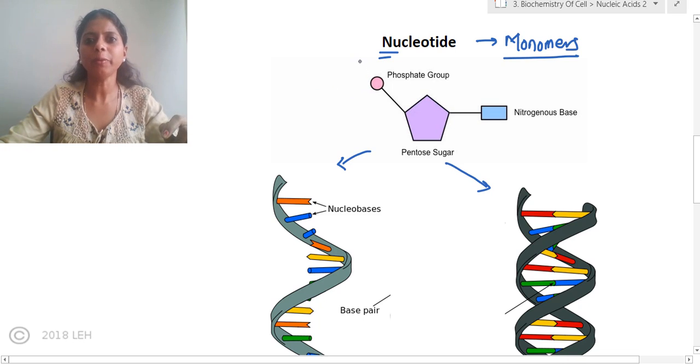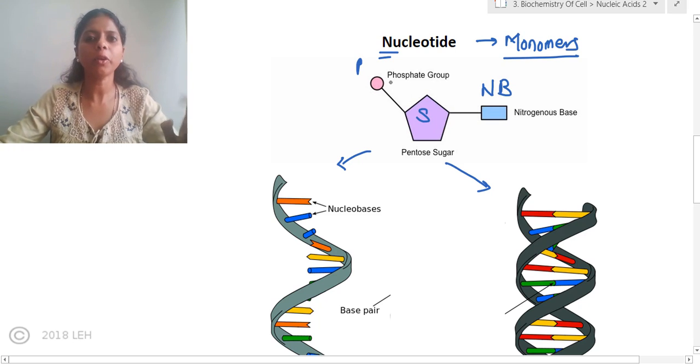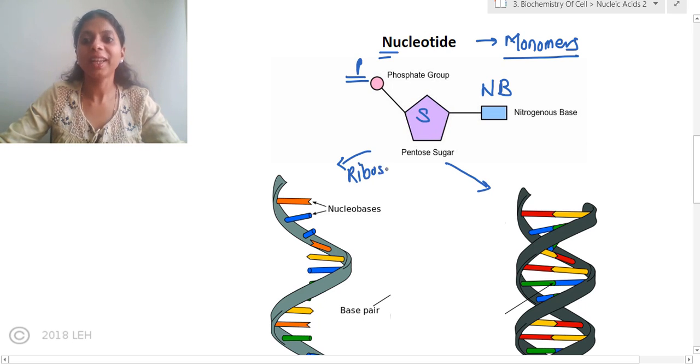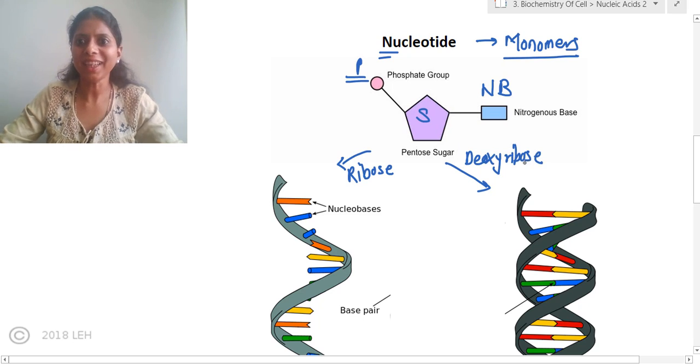Okay, so phosphate group is the first component, sugar the second component, and nitrogenous base the third component. When I talk about the phosphate group, in both DNA and RNA the phosphate group is the same. There is no difference in the phosphate group. There is a difference in the pentose sugar. In RNA it is ribose. In DNA it is deoxyribose, correct? Deoxyribose, that's why it is named DNA, correct?